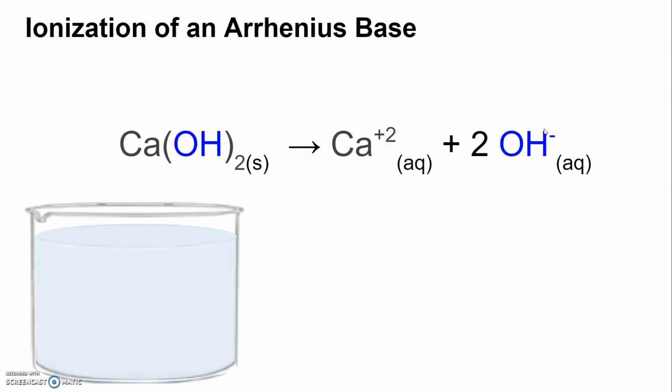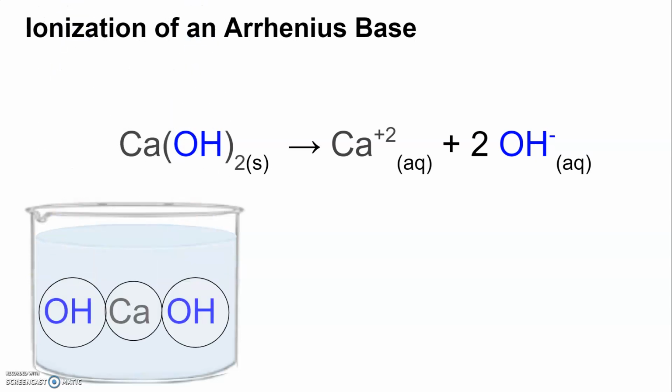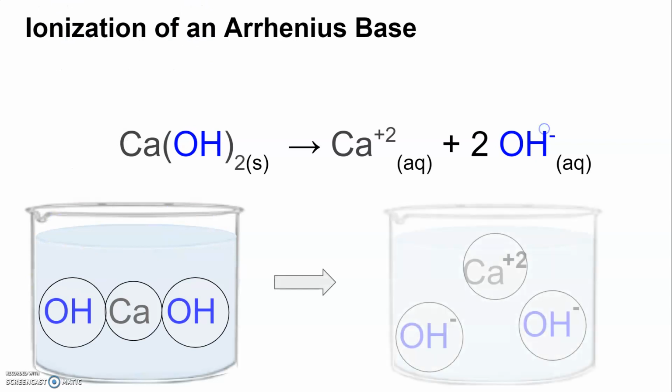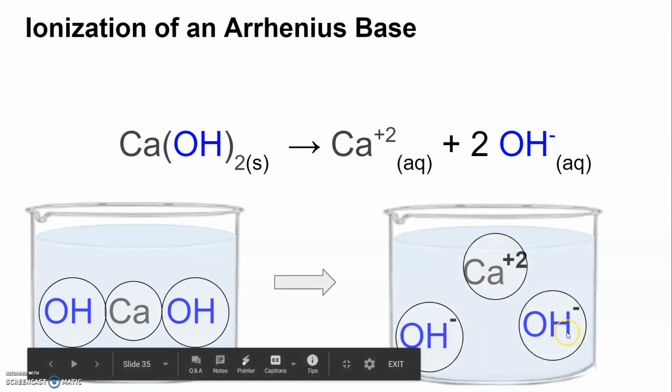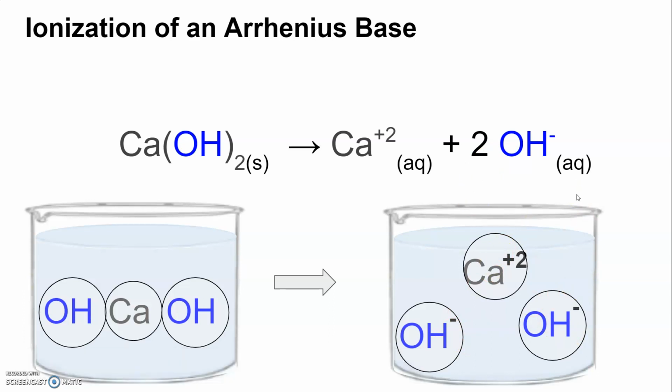Let's take a look at another example of an Arrhenius base. This is calcium hydroxide. So we take our calcium hydroxide, if we put that in water, it'll break apart into Ca2+ and 2 OH-. And again, it's important to know that the charges are balanced on both sides. So on the left side, the overall charge is 0. And on the right side, the overall charge is 0 because you have a +2 charge and you have 2 -1 charges. Since you have 2 hydroxides, each with a -1 charge, that gives you an overall -2 charge from the hydroxides, and then the +2 charge from the calcium. +2 and -2 together gives you 0.